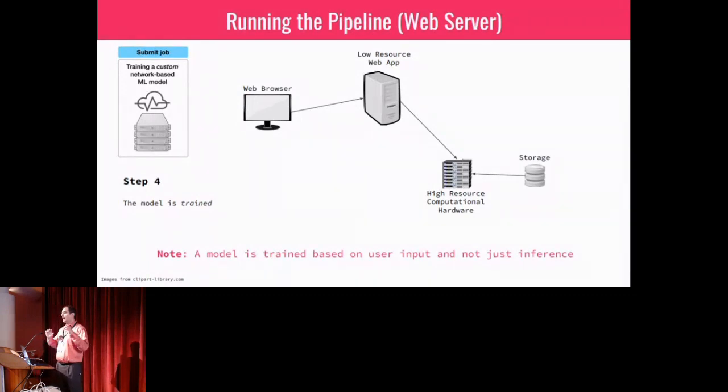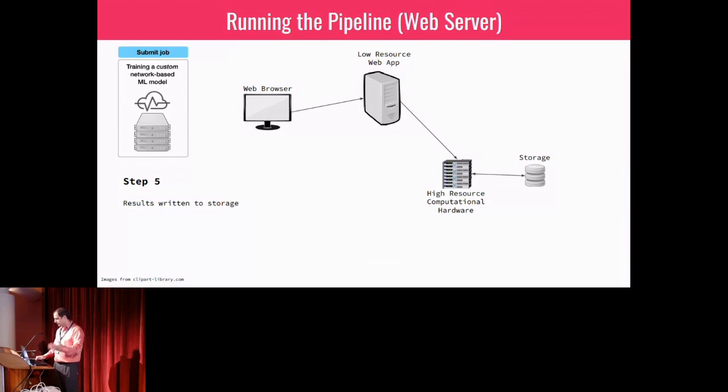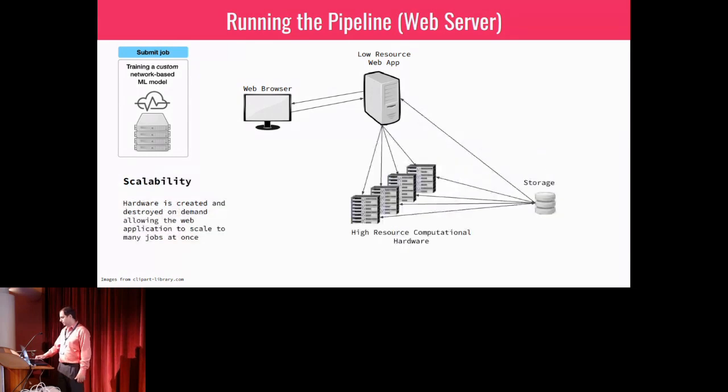But we want to highlight that a machine learning model is being trained given the user's input. A lot of times what people do is train a model, and when a user accesses it, they just do inference from the model. They just use the trained model and get some predictions. What we're doing here is training the machine learning model on the user set. Then the data is written to storage and sent back to the web app, and you can view the results via the browser.